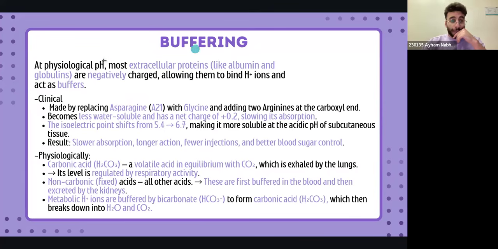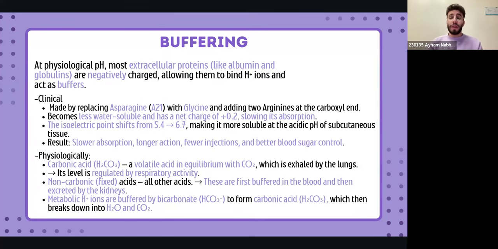So the buffering at physiological pH: most of the extracellular proteins found in the ECF, like albumins and globulins, are going to be negatively charged. Why? Because they bind hydrogen ions and act as buffers, as we explained earlier. That's what you need to know: the extracellular proteins are negatively charged to act as buffers. That's like 2 slides.